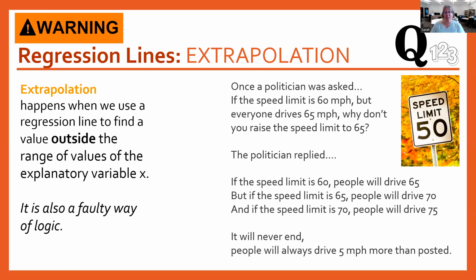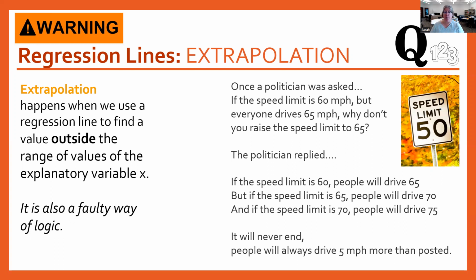So while his answer is probably true in the short run, the politician is not correct. People are not going to endlessly go faster and faster until they reach infinity and beyond. Okay, all right. So now that we've given a little background to what extrapolation is, let's go back and revisit the example with the ice cream.